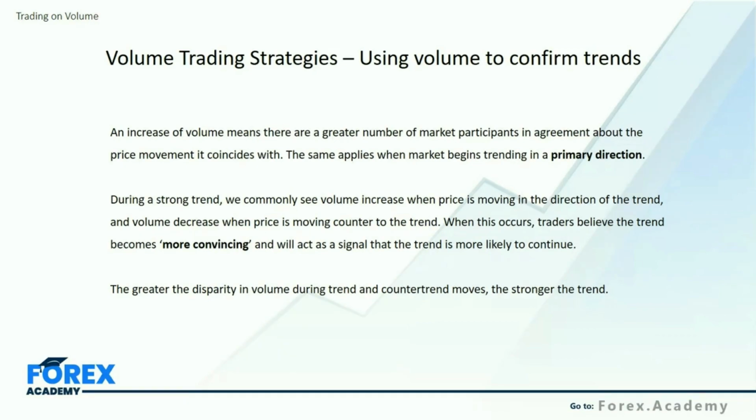trend. During a strong trend, we commonly see volume increase when price is moving in the direction of the trend, and volume decrease when price is moving counter to the trend. When this occurs, traders believe the trend is more convincing and it acts as a signal that the trend is more likely to continue. And it's worth noting the greater the disparity in volume during trend and counter trend moves, the stronger the trend.